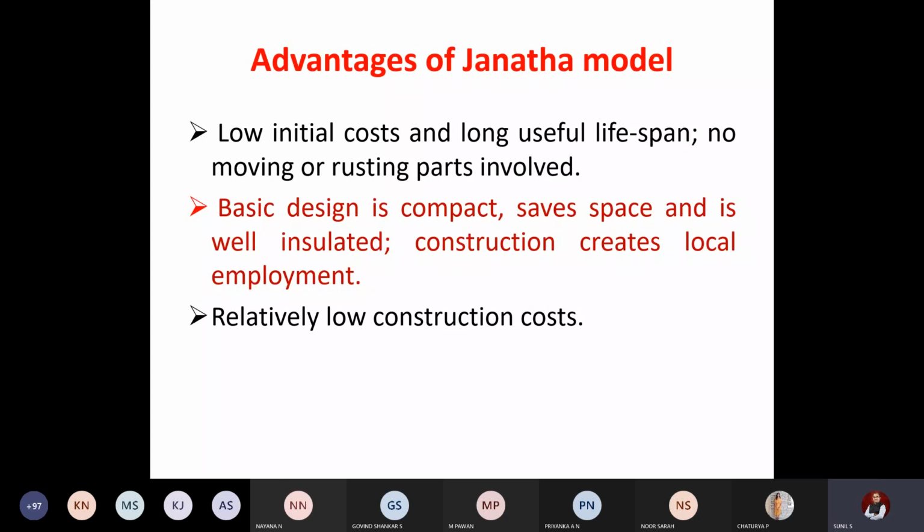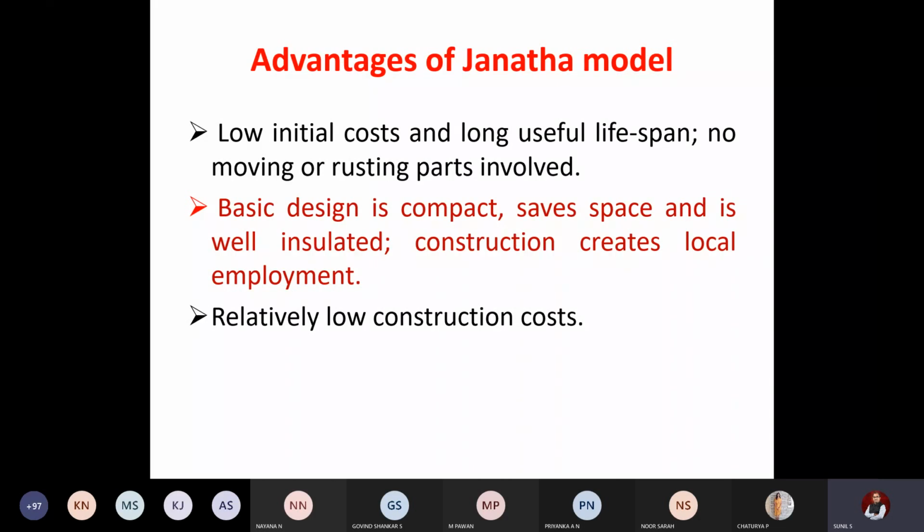No question of any moving parts. Whenever there are moving parts, maintenance cost will be higher, and no question of any rusting parts, because the tank is also made up of masonry brick construction only. Basic design is very compact. It saves space, and for the same volume, it gives more productivity as compared to that of the Indian design. And also, as I told you, local masons are more than enough.